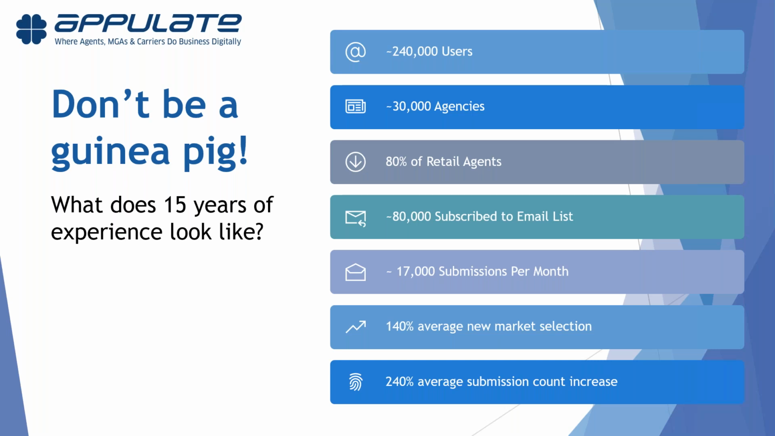That's really important. Right now we've got about 17,000 submissions being processed every month across dozens of different lines of business and hundreds of different markets. Currently, about 140% is our continuous increase of new market selection. Every time an agent goes into our system and selects a new market to work with, we track that. We track a lot of data in our system so that there's a level of transparency, which you'll notice during the slide deck. We'll go through a lot of data and how these agents interact with us.